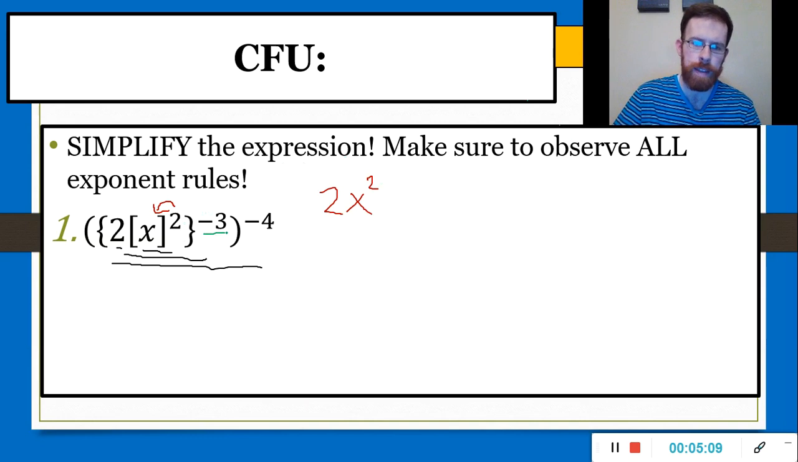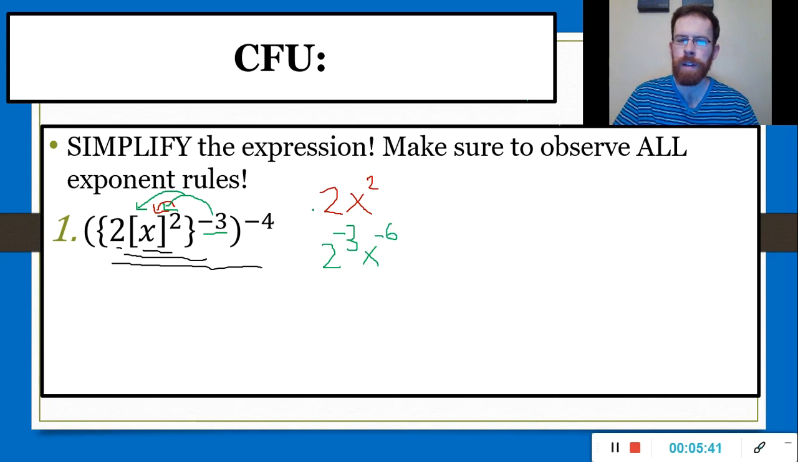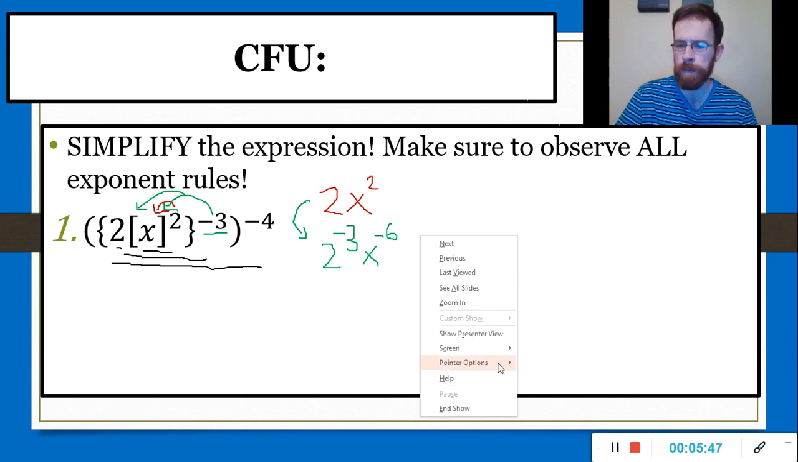Then I see this negative 3, and that's not the best color. I'll still work with it. At this point, both the 2 and the x are inside the parentheses, so this negative 3 would affect the x and the 2. So that gives me 2 to the negative 3 power, x. What's 2 times negative 3? Negative 6. Good job, ladies and gentlemen. And so we first had 2x squared, then it's now 2 to the negative 3rd power, x to the negative 6th power. Let's move on to another color, blue.